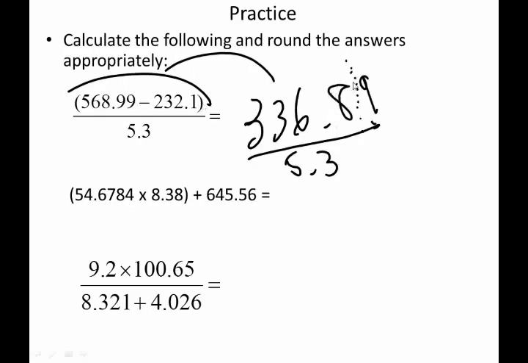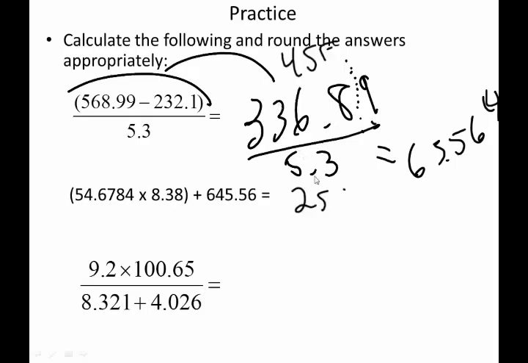So when we do the last step, we do this number divided by 5.3, and we get a final answer of 63.564, and it goes on and on. Now, I'm going to round this last one according to the multiplication division rule. This number has 4 significant figures, right? This one only has 2 significant figures, so I round to 2 significant figures. There's my final answer.